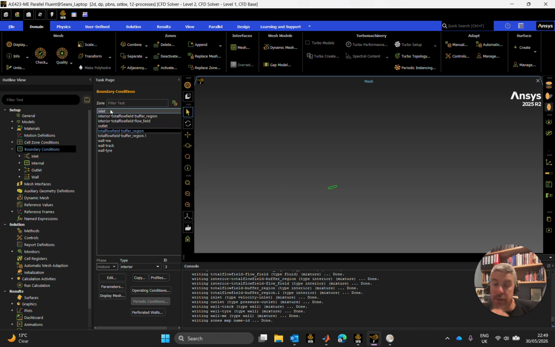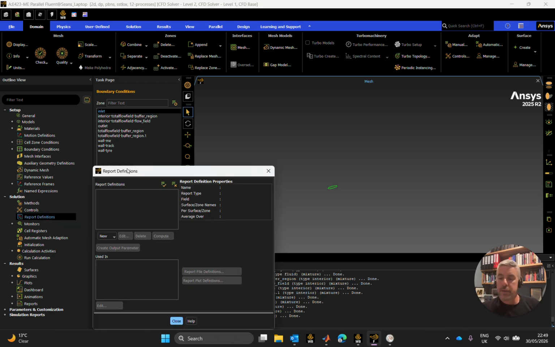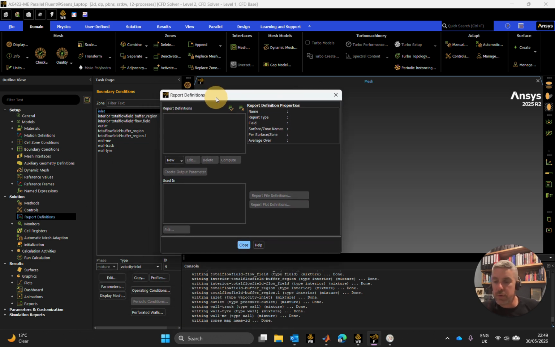Yeah, so there are parameters that I need to change in these here, or I need to edit, for instance, my velocity and all that, but I just haven't defined them just yet. I'm not putting them in as constants. I want to put them in as parameters. So I'm going to go ahead and write them in the named expressions. But before I do that, just to make the workflow a little bit smoother, I'm going to go into report definitions first.